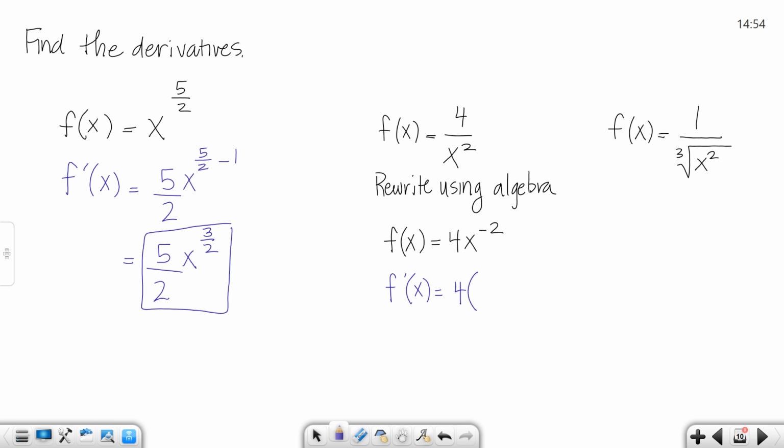So I have a 4. I'm going to bring the -2 down. I'm going to decrease the -2 by 1 because that's what the power rule says to do. So I would get -8 x to the -3. The -8's fine. There's nothing wrong with that. But you can't have a negative exponent. So the 3 must move to the bottom, and that would be -8 over x cubed.